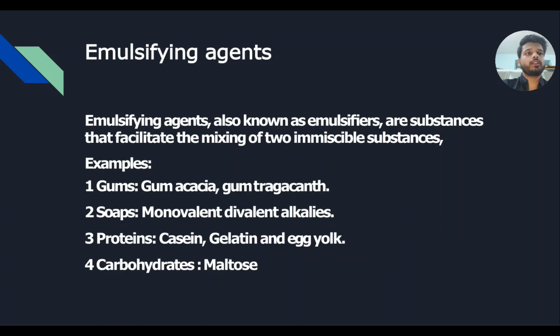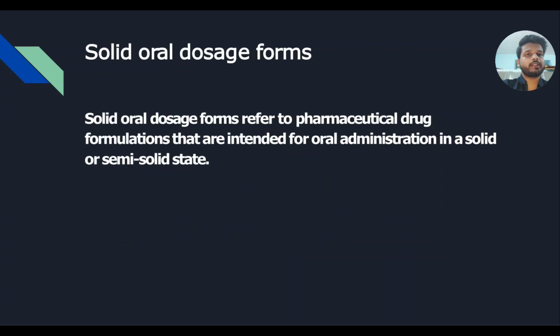Now the next point to be covered here is emulsifying agents. Emulsifying agents, also known as emulsifiers, are substances that facilitate the mixing of two immiscible substances. Examples of emulsifying agents are, first, gums, second, soaps, third, proteins, and fourth, carbohydrates. These are the examples of the emulsifying agents.